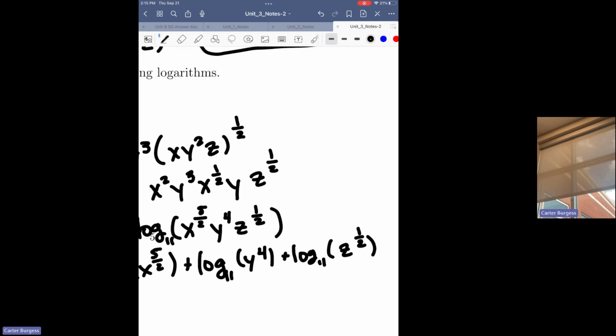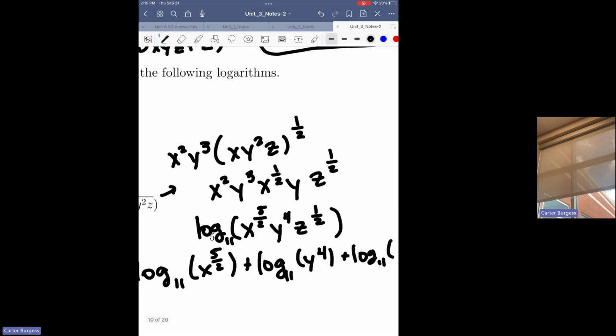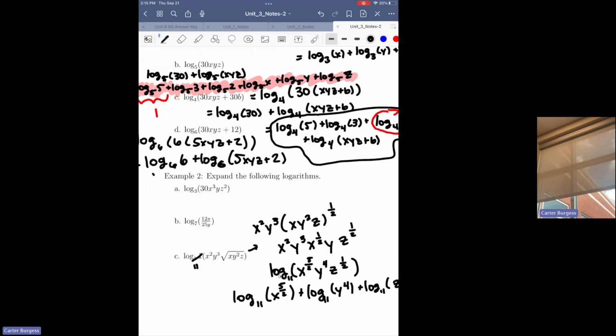And just to wrap things up, make everything look super nice and clean, how can I further expand this? What can I do with each of these powers? Bring them down to the front. So this is going to be equal to 5/2 log base 11 of x plus 4 log base 11 of y plus 1/2 log base 11 of z.